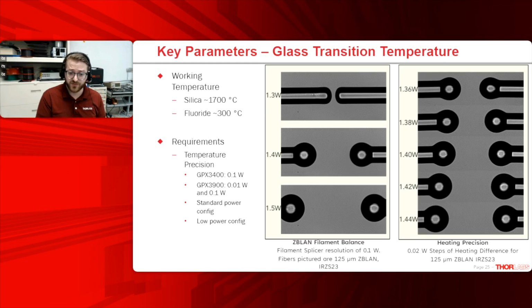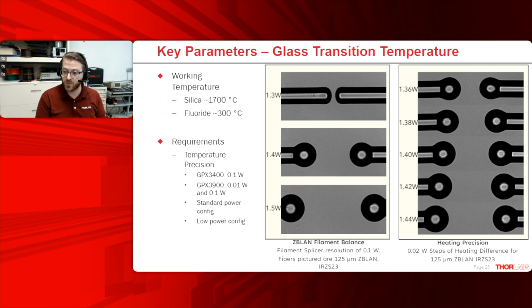Now that you have uniformity, heating precision is key. So these are balance images that show the amount of heat on two fibers. All of these fiber pairs are IRZS23. That's the same single mode Z-blan fiber. And this is a comparison of, on the left, standard power mode versus, on the right, our low power mode.